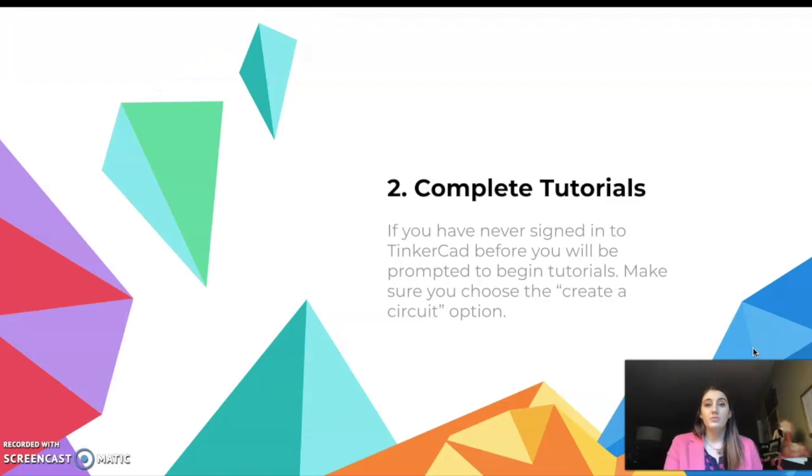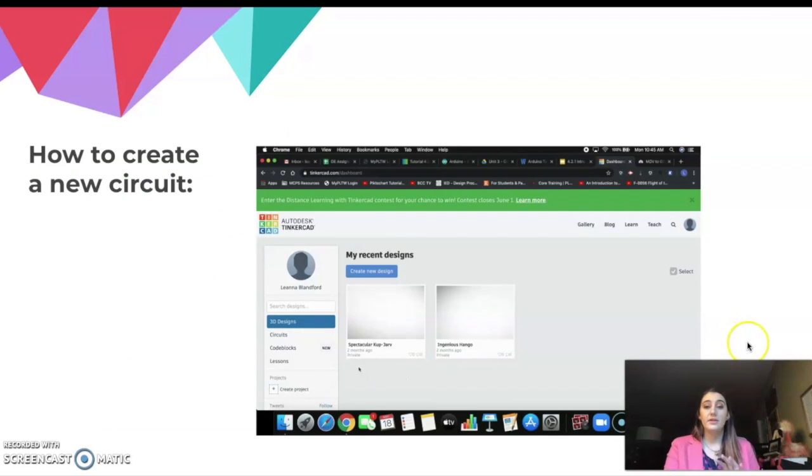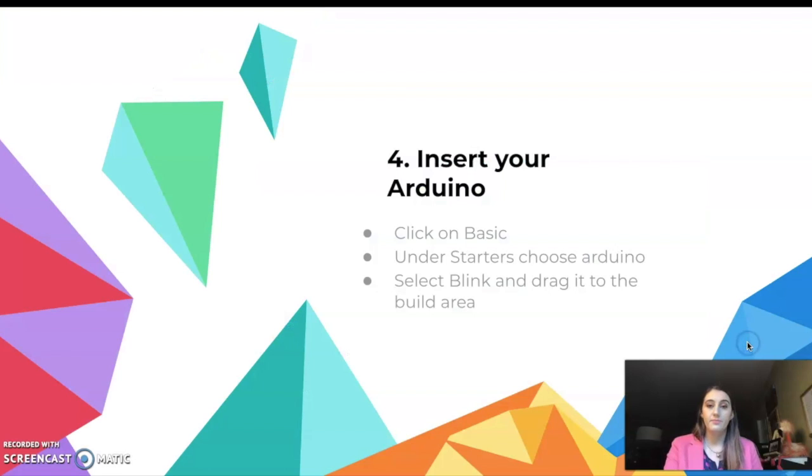After that, you're going to be prompted to complete some tutorials. Many of you have probably never logged into Tinkercad before, so it's going to give you some "this is how it works" kind of thing. You're going to be creating circuits, so anywhere you see a create a circuit option or learn about circuits, that's where you want to be focused. You're then going to create a new circuit by going to the left of your dashboard and choosing circuits, and then clicking the green create circuit button. So again, this GIF will walk you through how to do that.